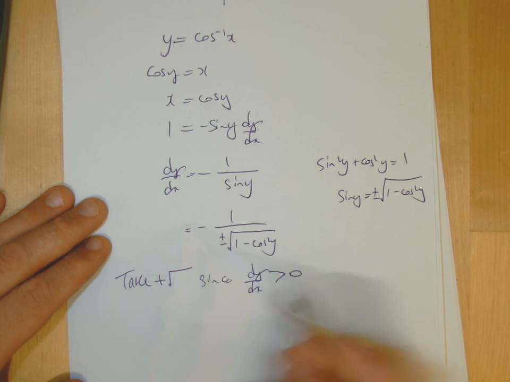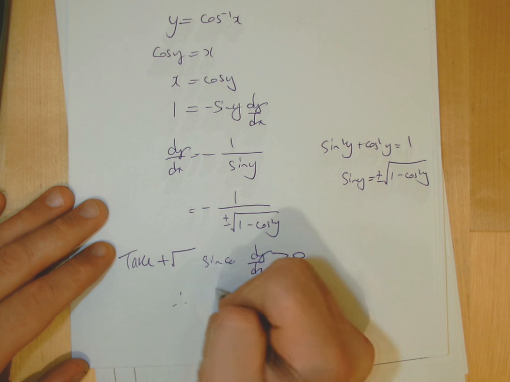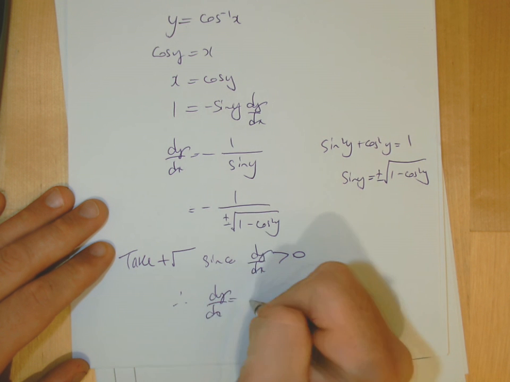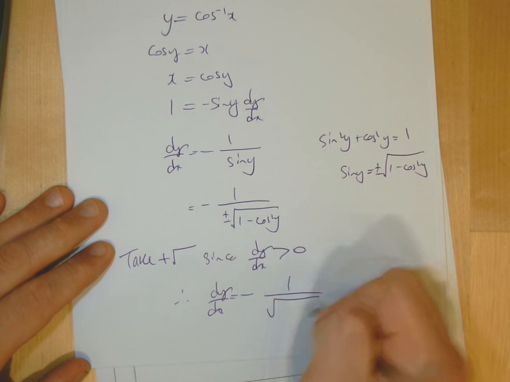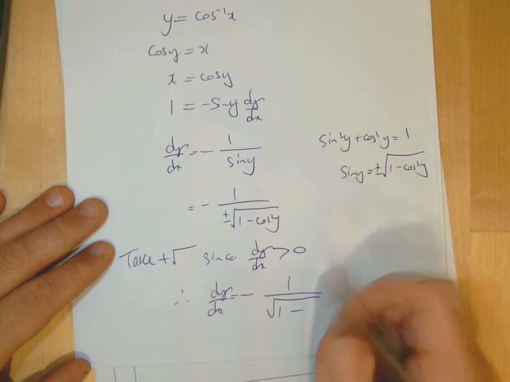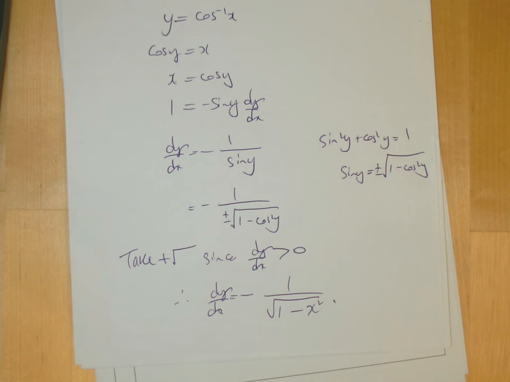This becomes positive, but you've got a negative there then. So therefore, dy dx would equal negative 1 over the square root of 1 minus cos squared y. Well, cos y is x, so cos squared y would be x squared, and you get the answer from the formula booklet.